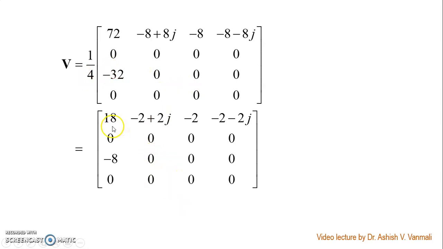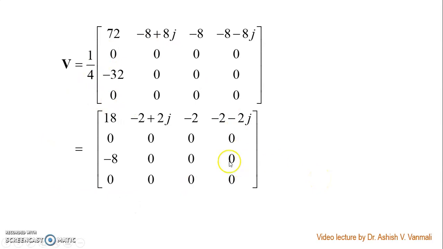That result is 18, minus 2 plus 2j, minus 2, minus 2 minus 2j in the first row, then 0 0 0 0, minus 8 0 0 0, and the last row is also 0, 0, 0, 0. So this is my transformed image B.